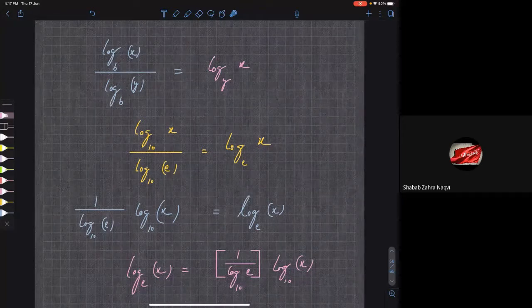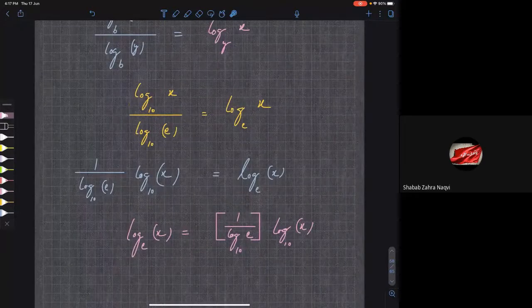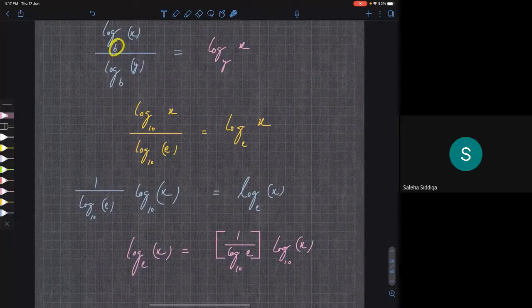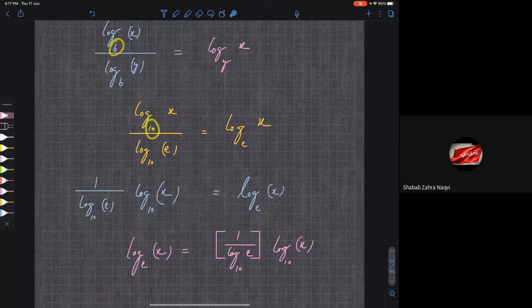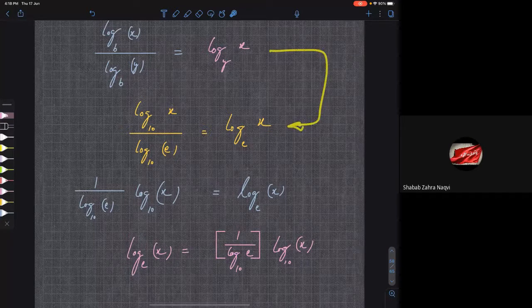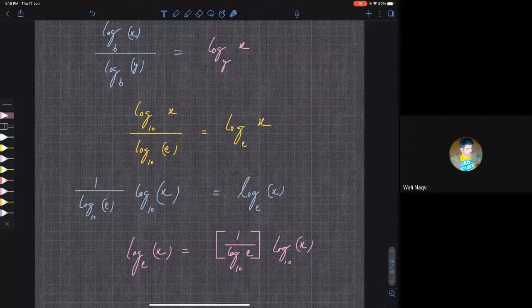So what do we get? Instead of b I have taken 10. In place of y, I took e. So if I apply the same property, what will I get? Log x to the base 10 by log e to the base 10. Log e to the base 10 will be log x to the base e. Clear?